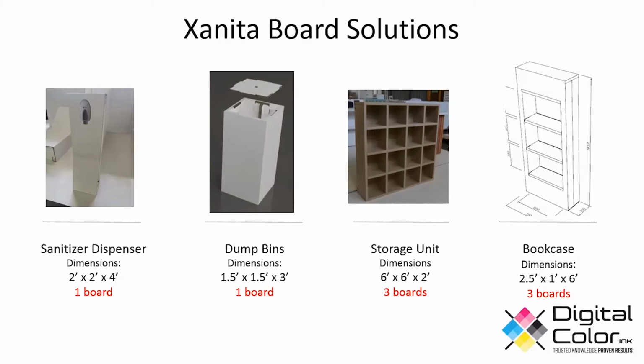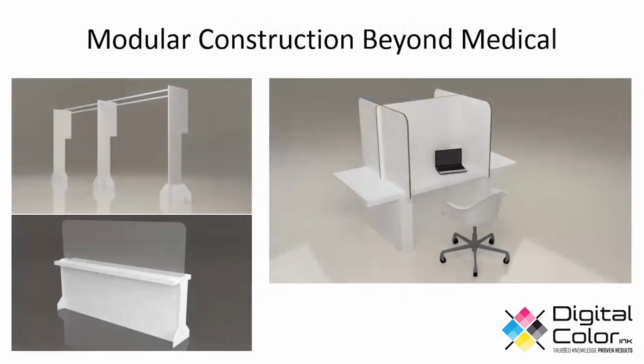And then the last thing is the bookcase. Just different sizes of bookcase. This one's about 3 boards. The nice thing about this, if there's a different design or style, those can be easily created. In fact, on Xanita's website, there's probably 100 different types of storage units that could be used. And you can mix and match and build out the room as necessary. These are just representative of some of the cut files and some of the units that are available from a modular construction point of view.